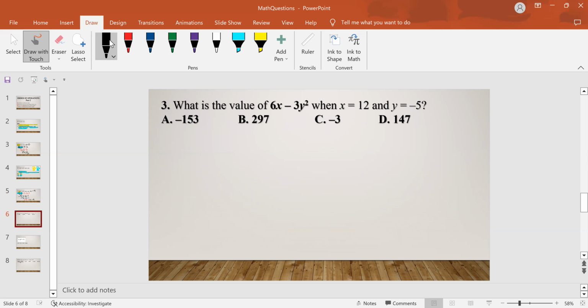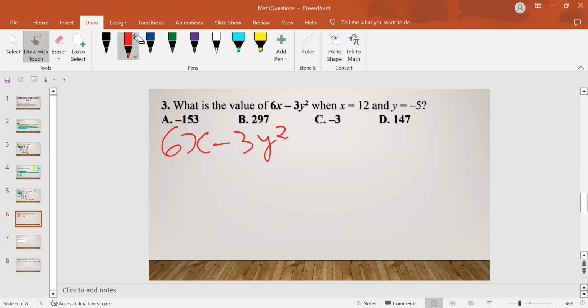What is the value of 6x minus 3y to the second power when x is 12 and y is negative 5? In this question, they ask you to replace x by 12, y by negative 5, and you do the calculation. That's what you're going to do. So, having 6x, you have to understand that this is the same as 6 multiplied by x minus 3y squared. You have to understand that this is 3 multiplied by y to the second power.